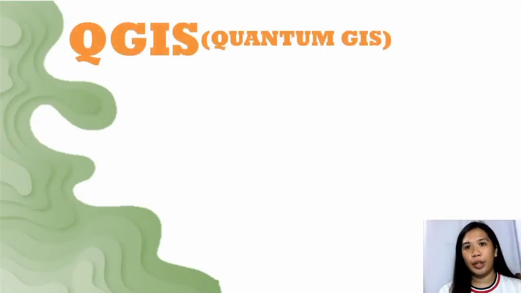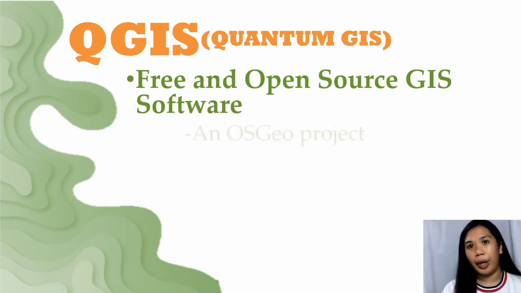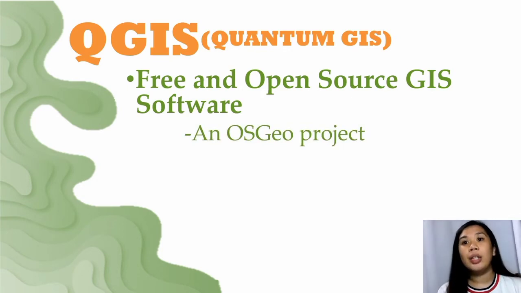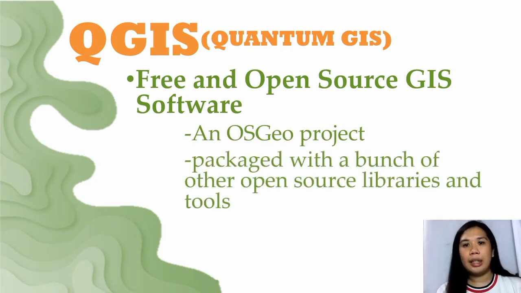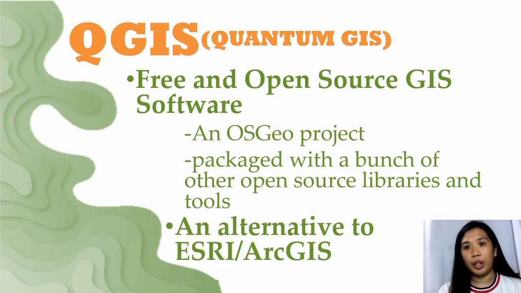So, QGIS stands for Quantum GIS or Quantum Geographic Information System. It is a free and open source GIS software. It is an OSGeo project. It is packaged with a bunch of other open source libraries and tools. It is an alternative to ESRI and ArcGIS.